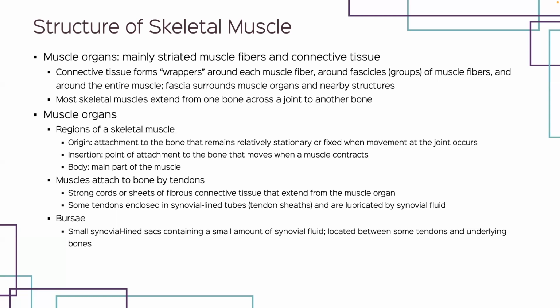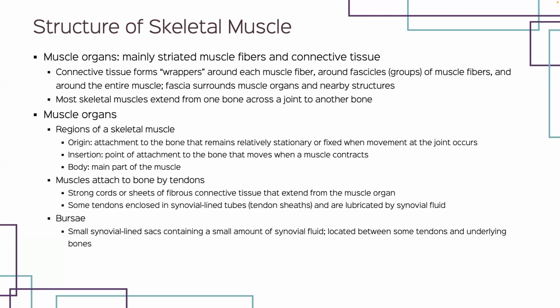Tendons anchor muscles firmly to bones and are made up of dense fibrous tissue that extends from the muscle that we described earlier. In the shape of heavy cords or broad sheets, tendons have great strength. Therefore, they will not tear or pull away from the bone very easily.